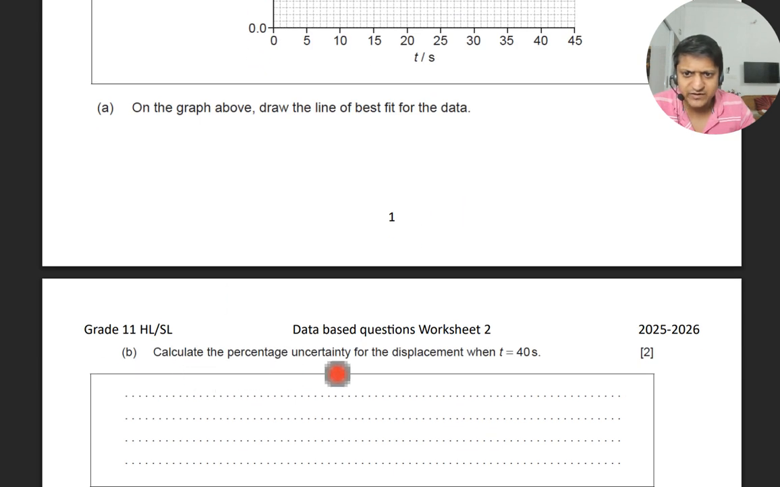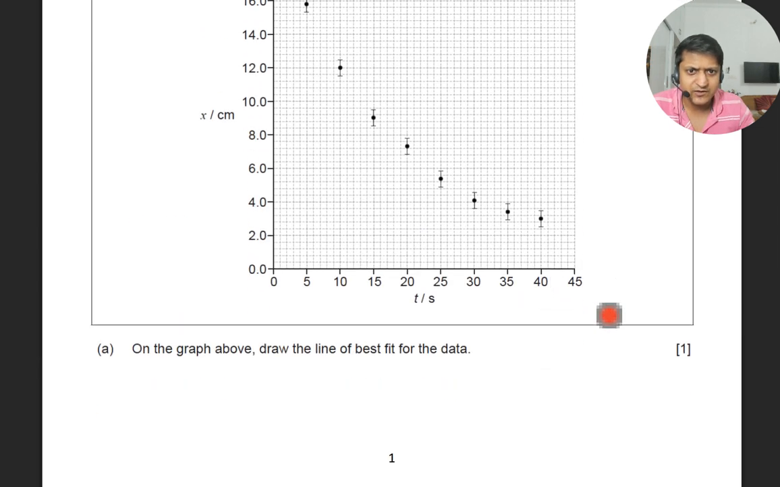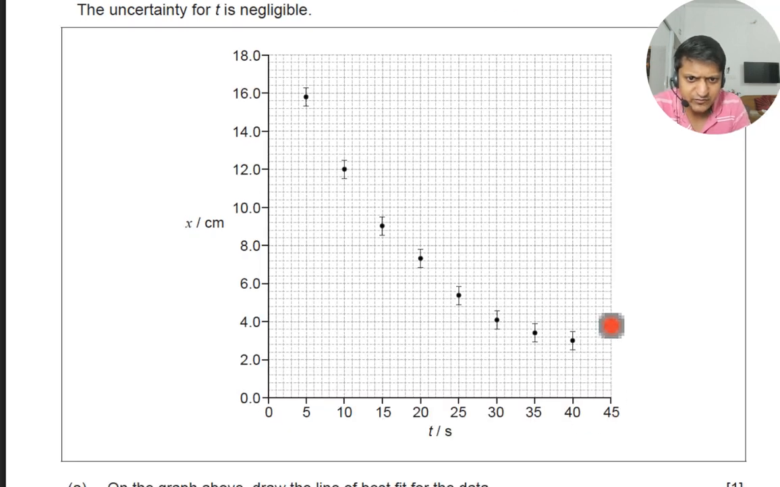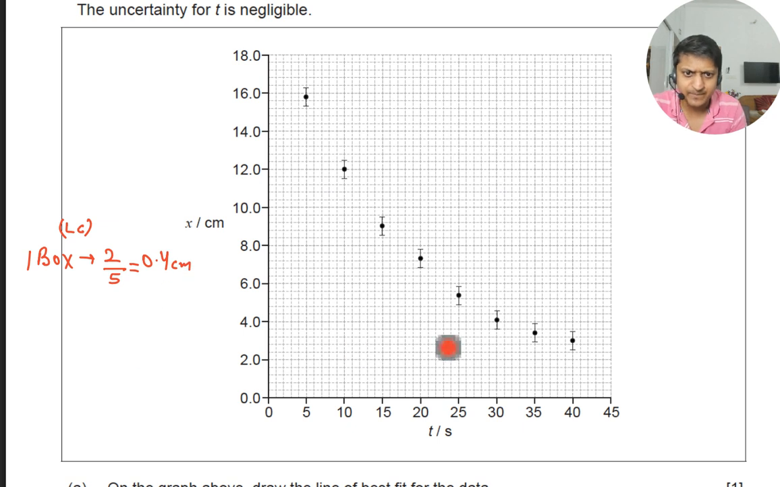Calculate the percentage uncertainty for the displacement when t is equal to 40 seconds. So at t equals 40 seconds, you see that there is a little bit of uncertainty. So first we have to calculate one box, which we call the least count also. This is 1, 2, 3, 4, 5. So 5 boxes is 2 centimeters. So 2 upon 5 is equal to 0.4 centimeter.